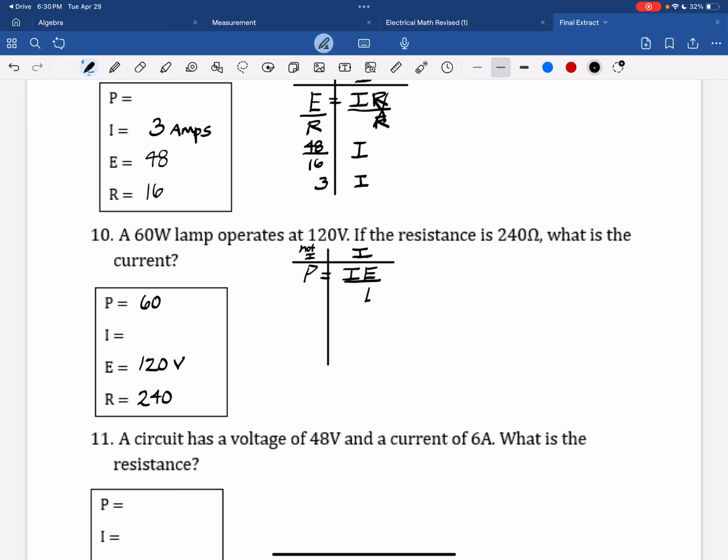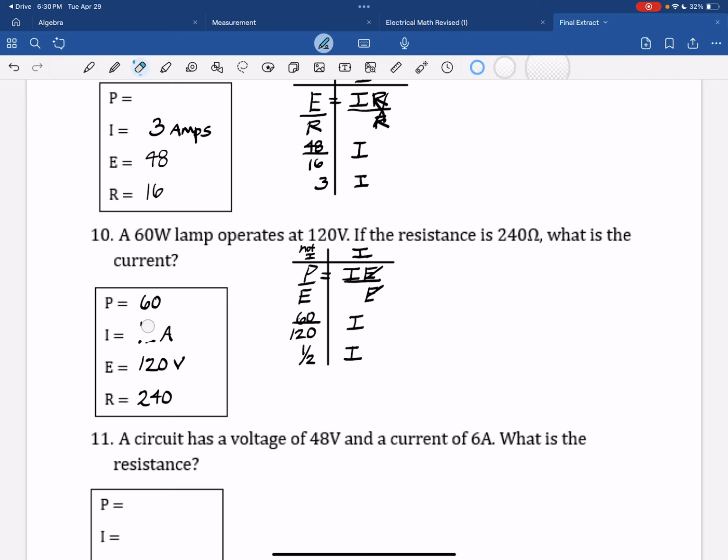So I will divide both sides by E, and so I is going to be 60 over 120, or I is 1/2. So 1/2 of an amp.